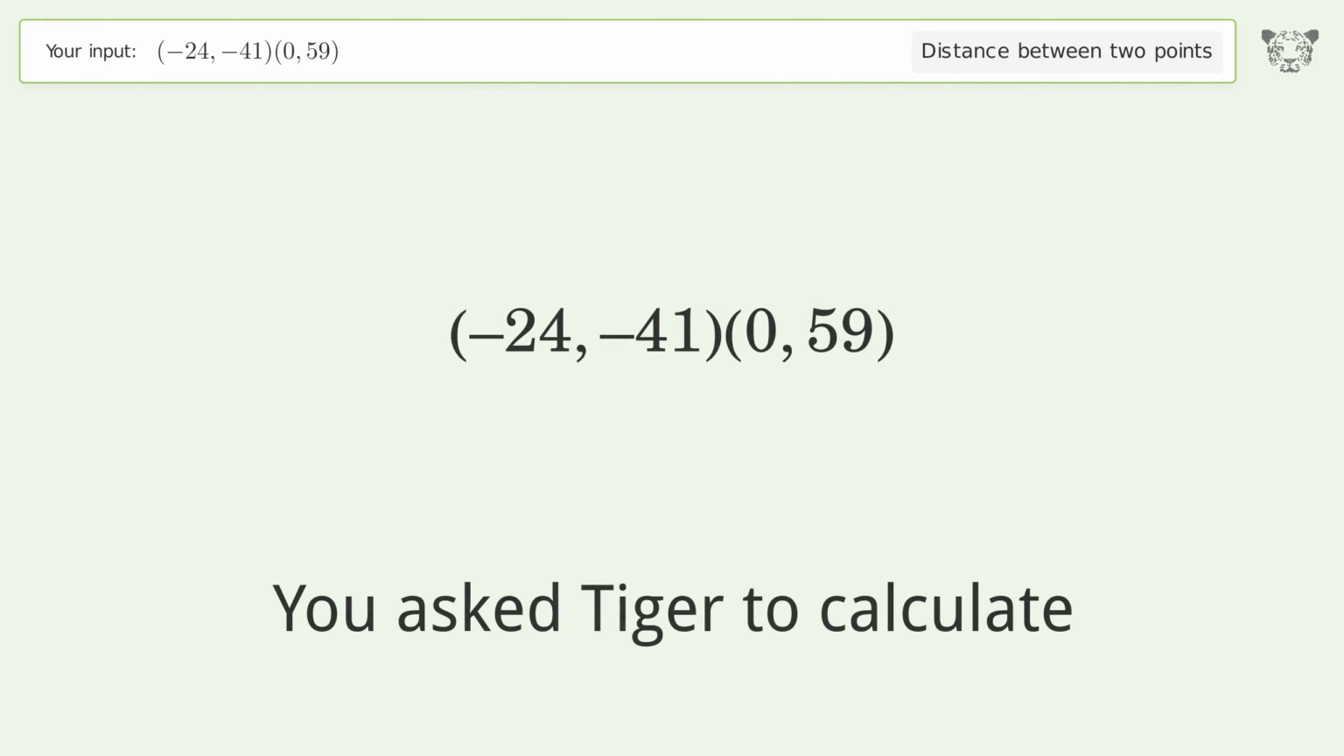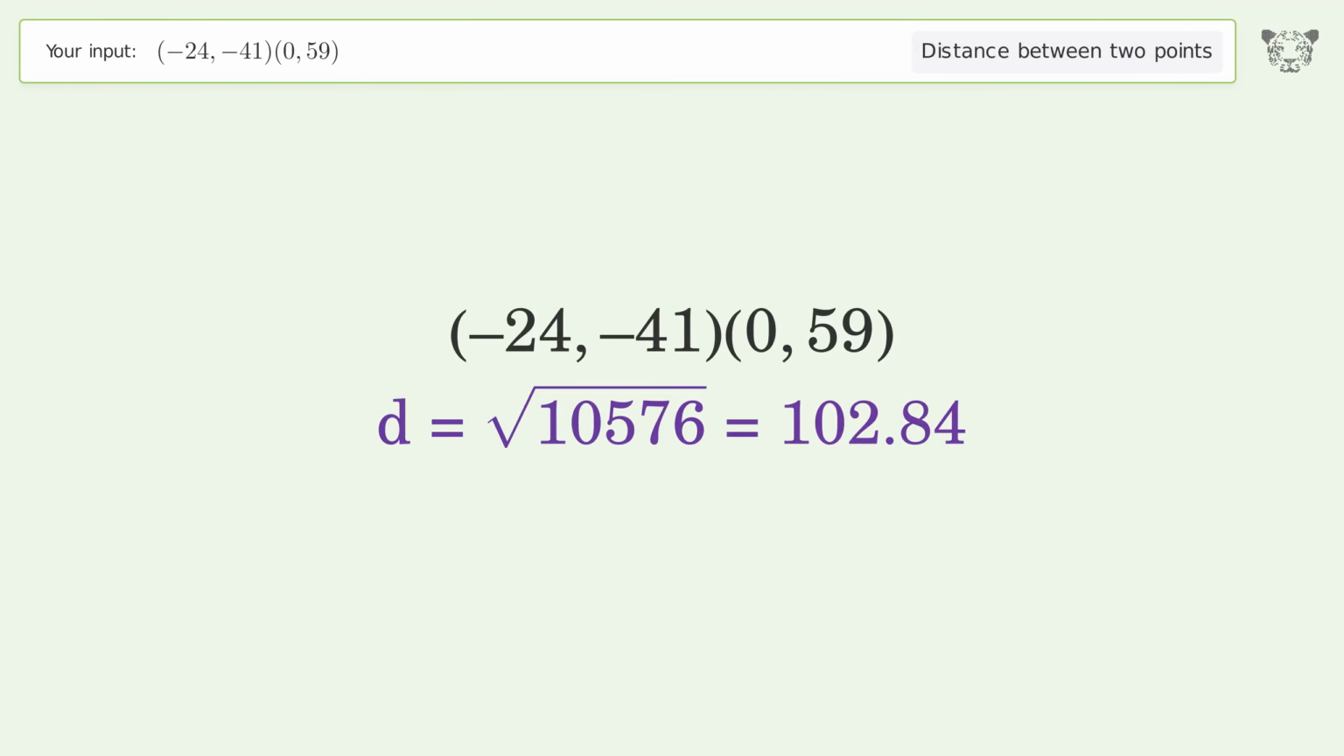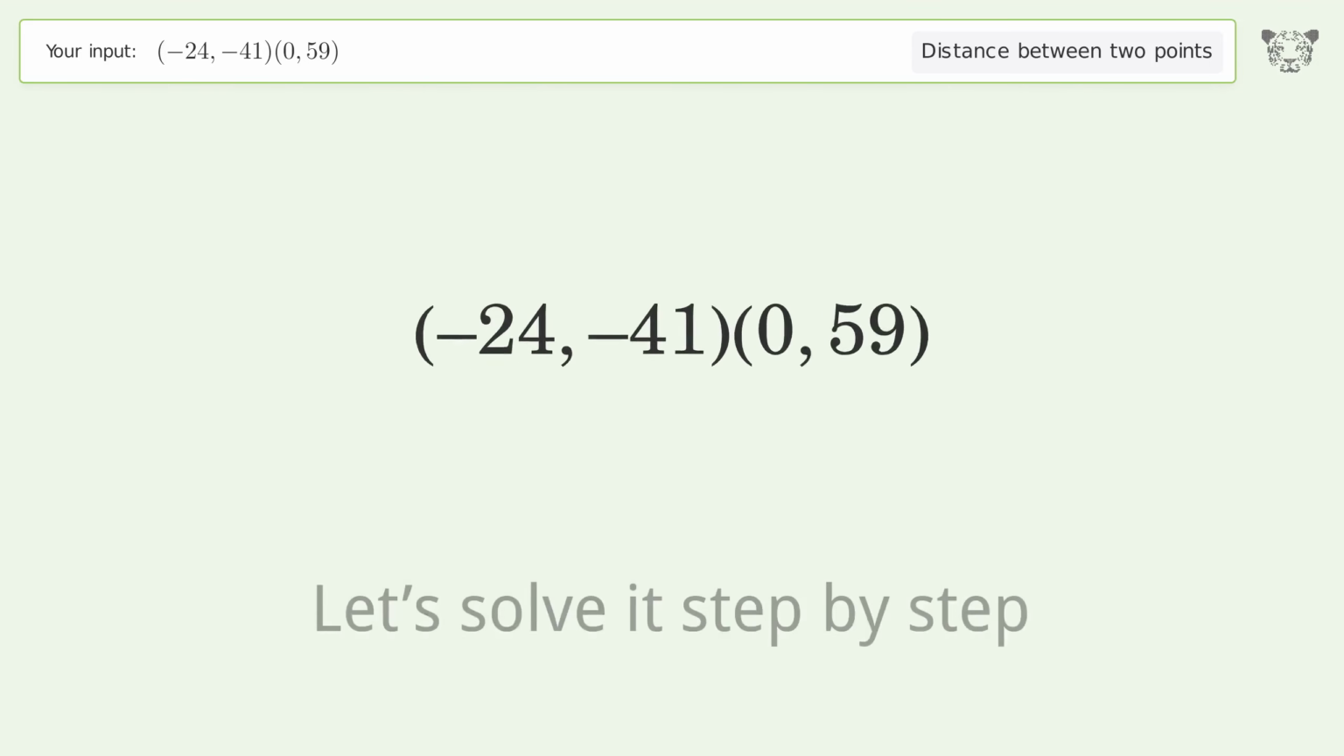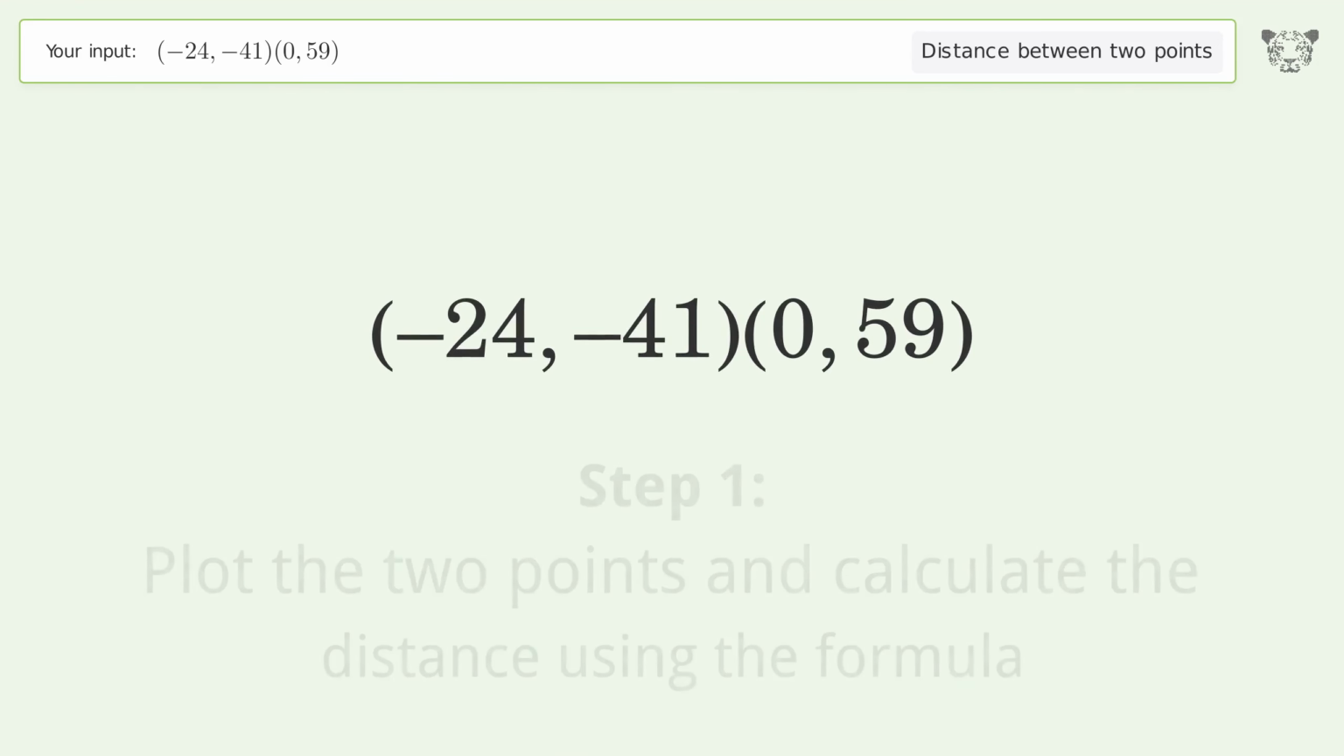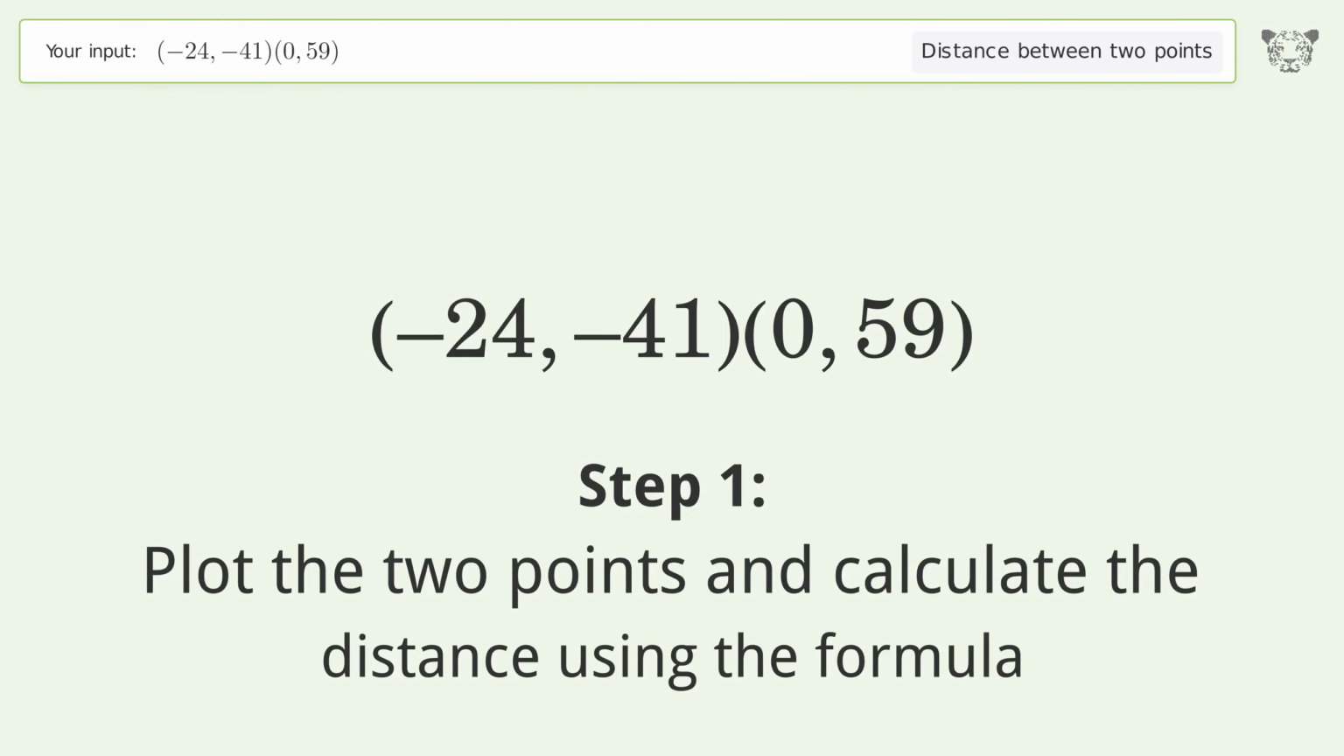You ask Tiger to calculate. This deals with the distance between 2 points. The distance between the 2 points is the square root of 10,576, or 102.84. Let's solve it step by step. Plot the 2 points and calculate the distance using the formula.